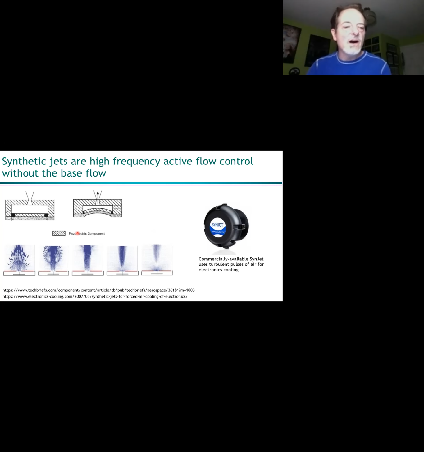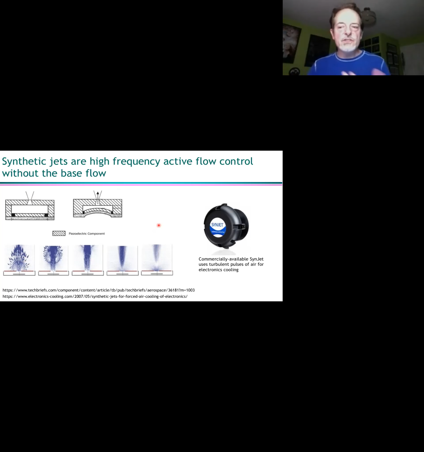What they are is a hollow cavity with a piezoelectric actuator. The actuator, which doesn't show here, moves down, sucks air in, and then it moves back up and ejects the air. These things are running at frequencies comparable to the high frequency actuators I showed before, on the order of a few kilohertz. When you look at the velocity profiles, you can see them ejecting air, sucking air back in, ejecting air, and so on.